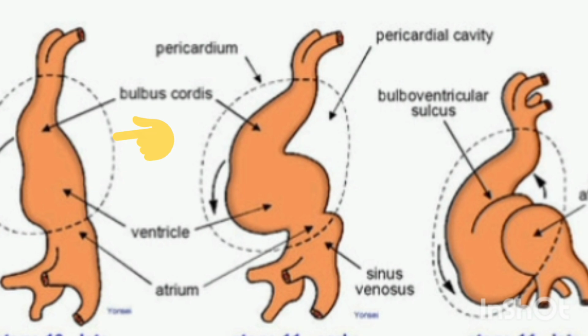The first bend is seen at the junction of the bulbus cordis and the primitive ventricle. The U-shaped loop known as the bulboventricular loop is formed. As a result of this U-shaped loop, the sinus venosus and primitive atrium go above and behind the ventricle, which leads to an adult heart structure.